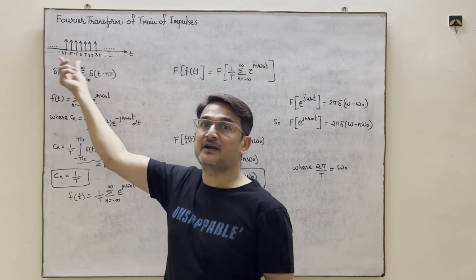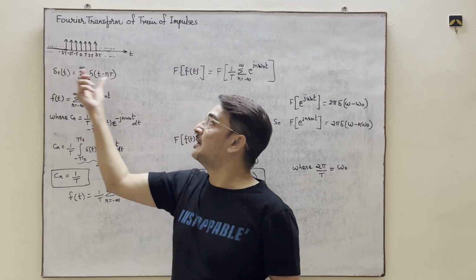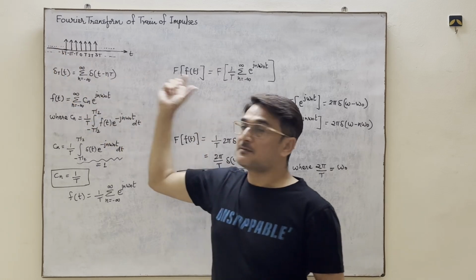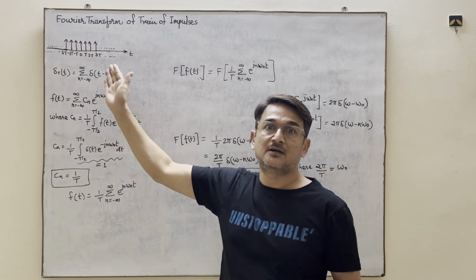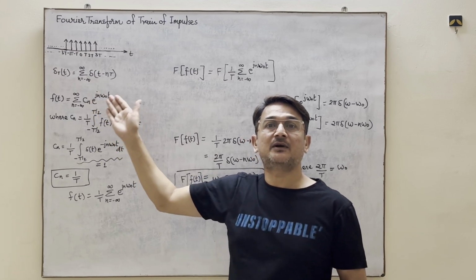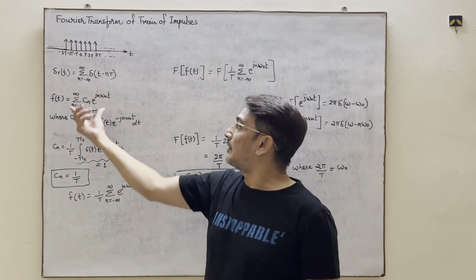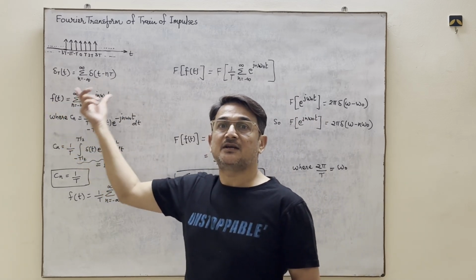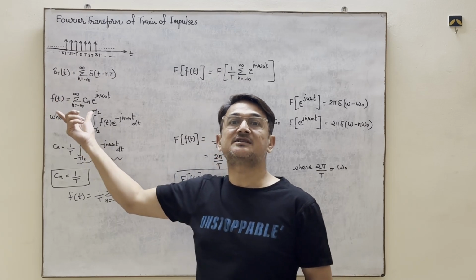Similarly on the negative side, at t is equal to minus T, minus 2T, minus 3T and so on. So this way continuous impulses are existing. So this is basically a periodic signal. Whenever we have a periodic signal, we cannot calculate the Fourier transform directly. First we have to calculate the function f(t). Because it is a periodic signal, we have to use the Fourier series.